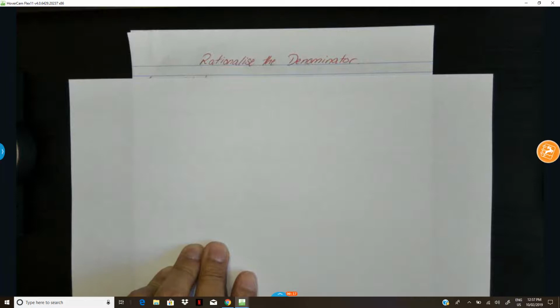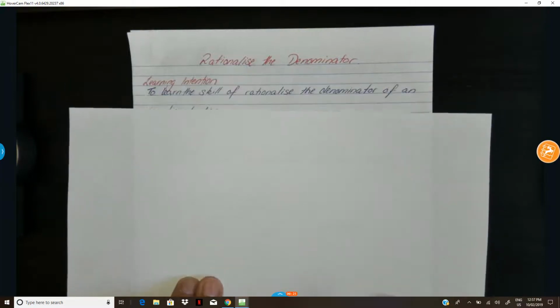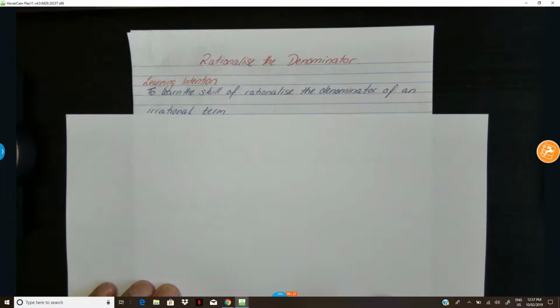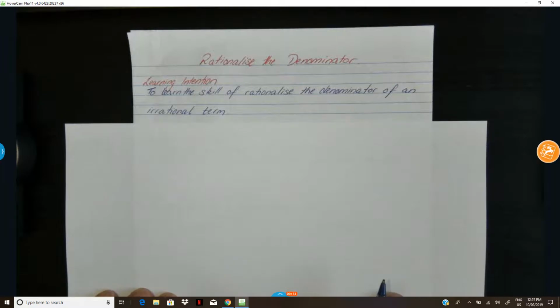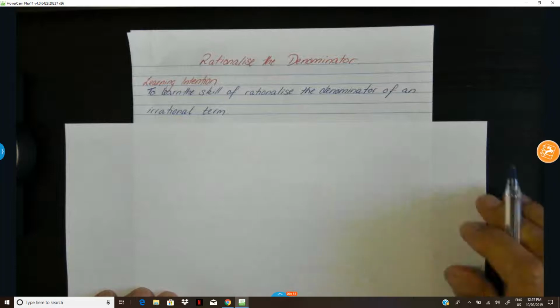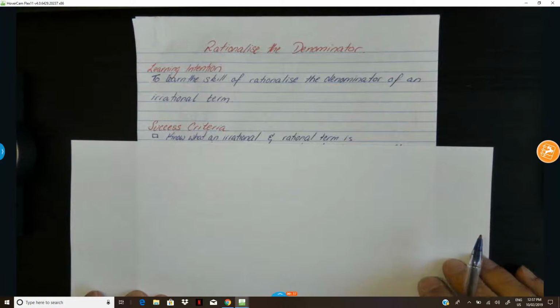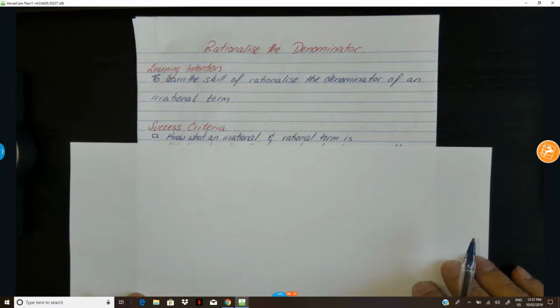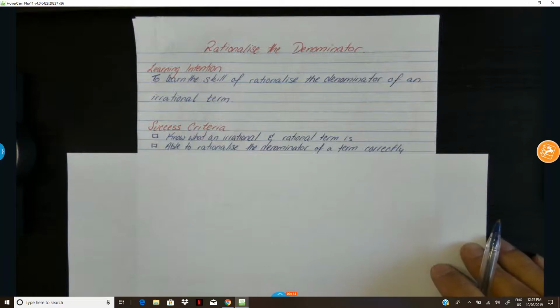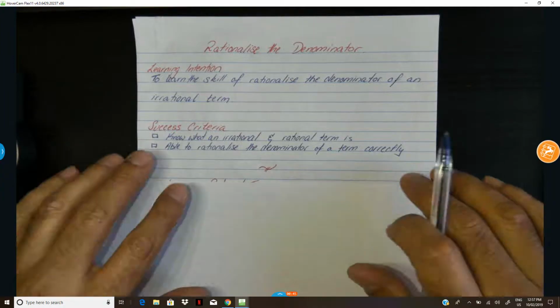Okay. Today's lesson is about rationalizing the denominator. And so our learning intention is to learn the skills of rationalizing the denominator of an irrational term. And to be successful, we will need to be able to know the difference between an irrational and a rational term, and have the ability to rationalize the denominator of a term correctly as well.